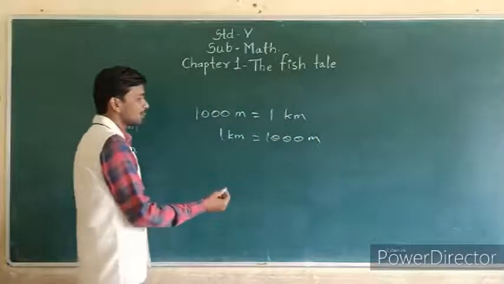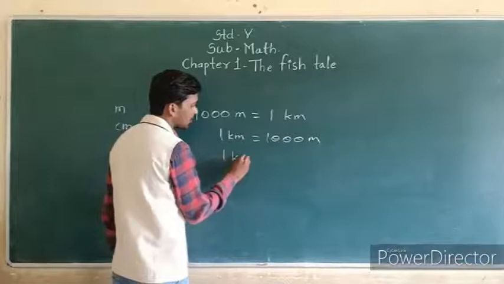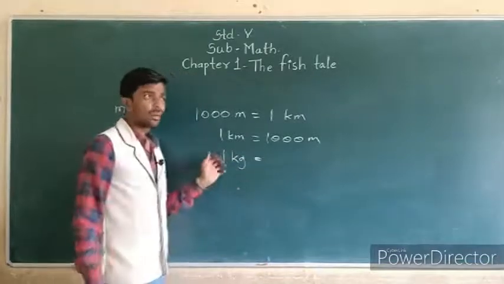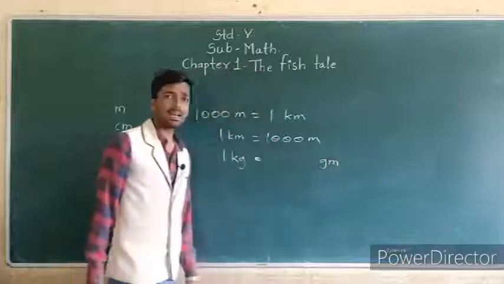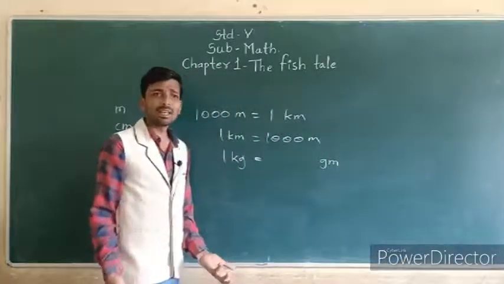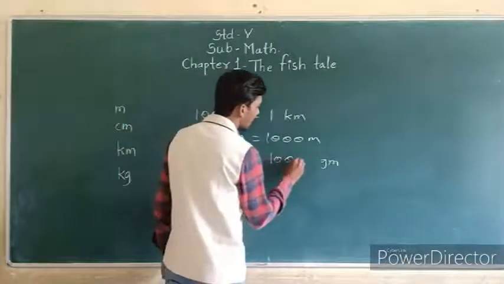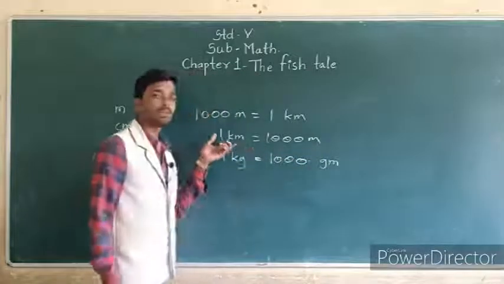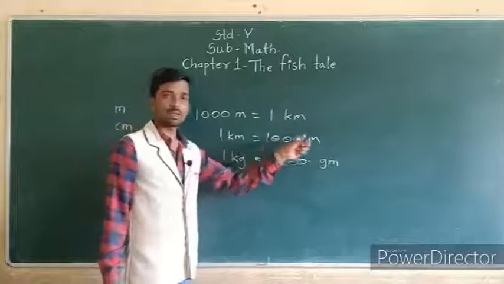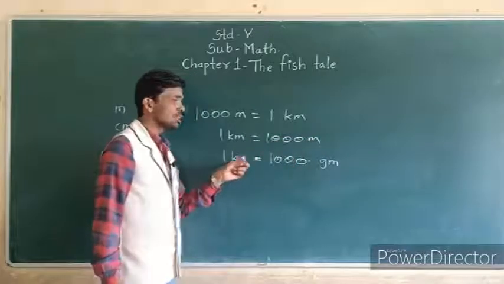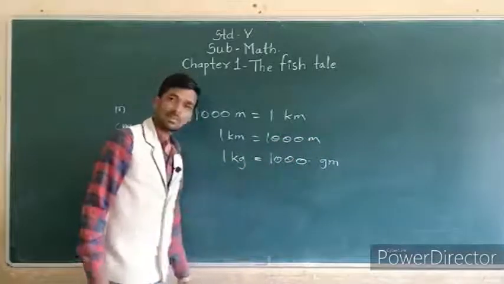And tell me the next one. 1 kg. 1 kg means kilogram. In 1 kg how many grams are there? GM means gram. 1000 grams. This is the same as kilometer and kg. These two are the same. 1 kilometer is equal to 1000 meter. 1 kg is equal to 1000 gram.